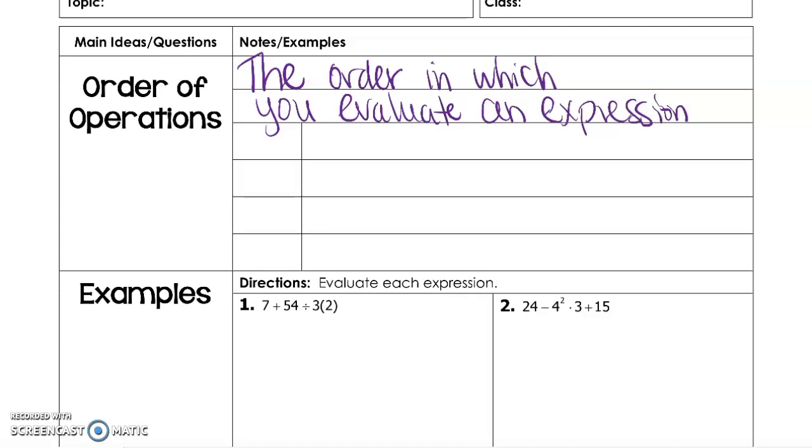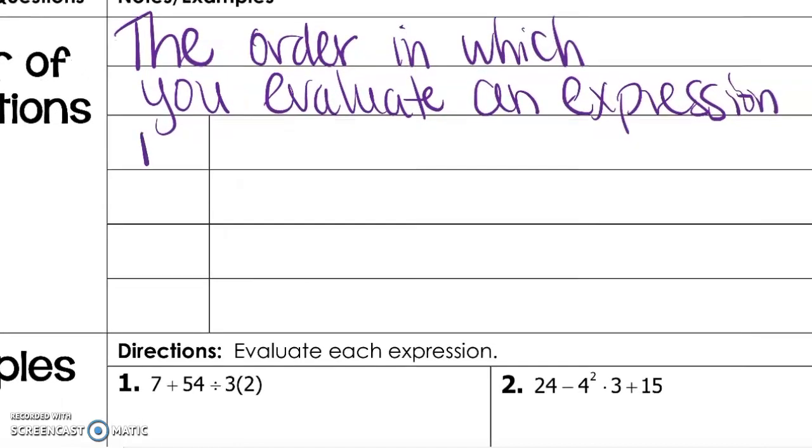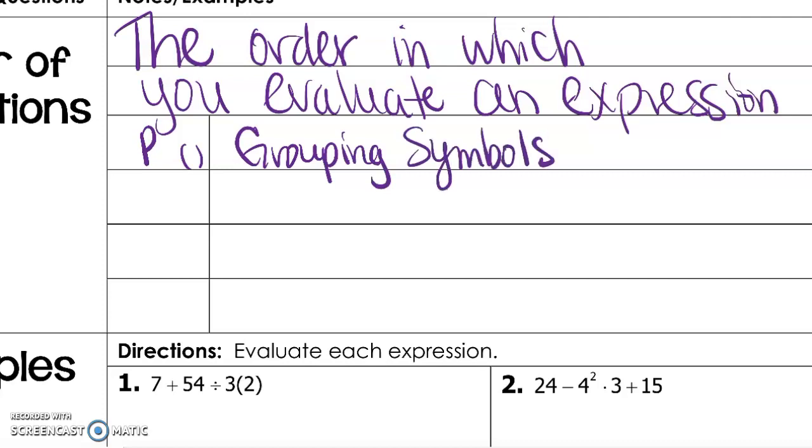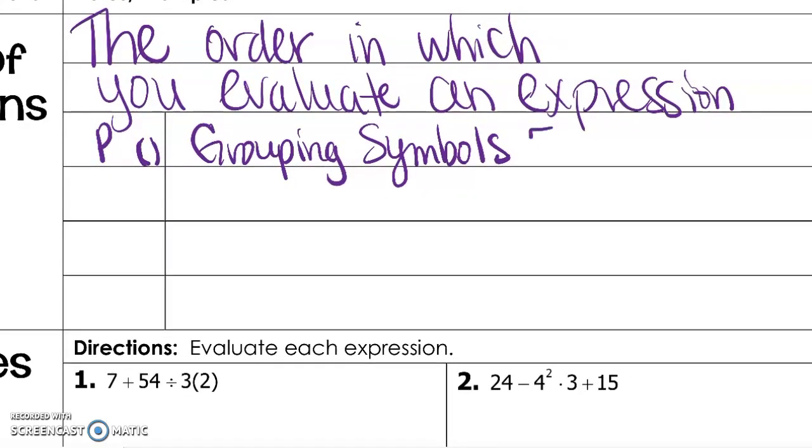So the first letter is a P, which stands for parentheses, but I'm actually going to change it to grouping symbols, because you won't always see parentheses. Sometimes it will be parentheses. Sometimes there'll be fancy ones, so there'll actually be brackets instead. We've learned about absolute value, so if there's things happening inside the absolute value, you have to do that first and then take the absolute value of it.